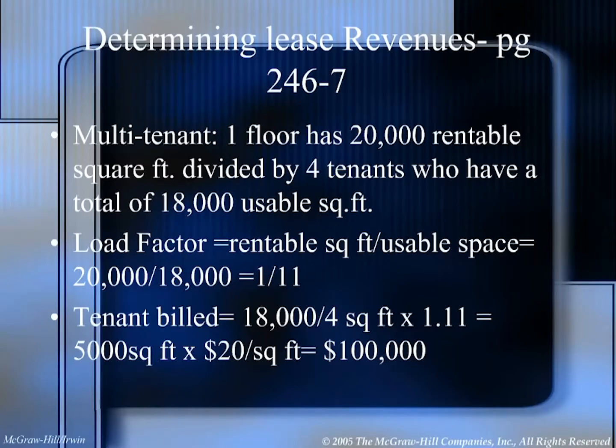And then you say, okay, the tenant's going to take 1/4 of that 18,000 square feet, but we're going to multiply it times the load factor of 1.11, and so that brings them to actually 5,000 square feet, then times the market rate of $20 per square foot, and so you get your $100,000 for that particular tenant. You have 4 of them, so you get $400,000 for the space, which is the same as the market rent times the 20,000 rentable square feet.